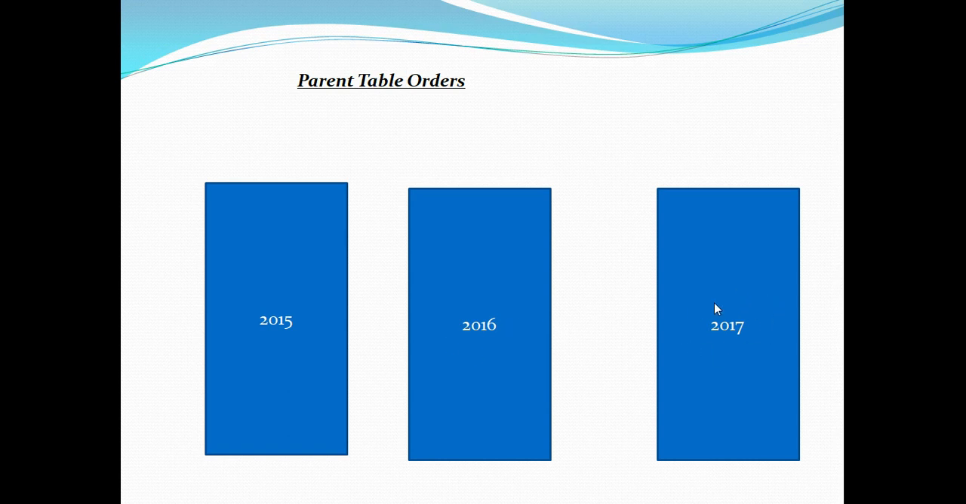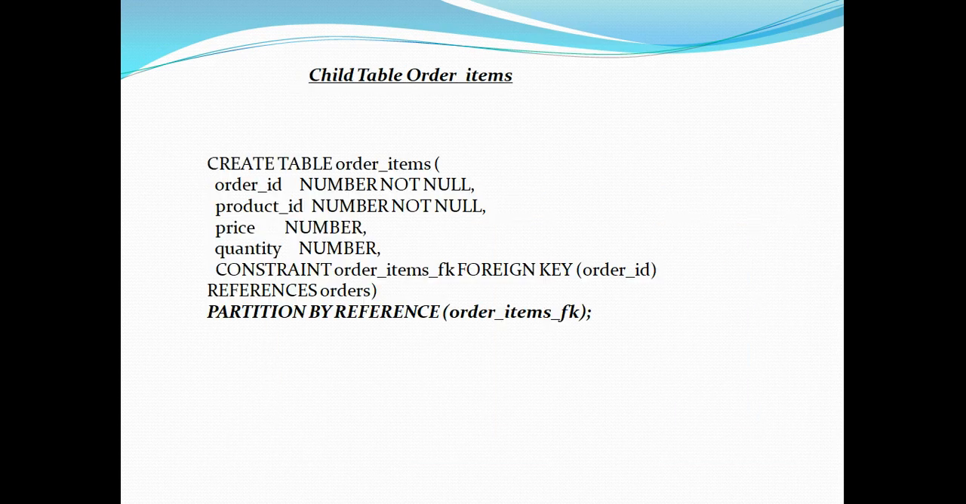Now I have my child table order items which actually contains the details of all the items for a particular order. So the number of rows in order items will be significantly higher than the number of rows in my order table, because there is a possibility that as a part of a single order the customer bought 10, 20 or 50 items. So here we have a one-to-many relationship. For a single order ID we can have multiple order items.